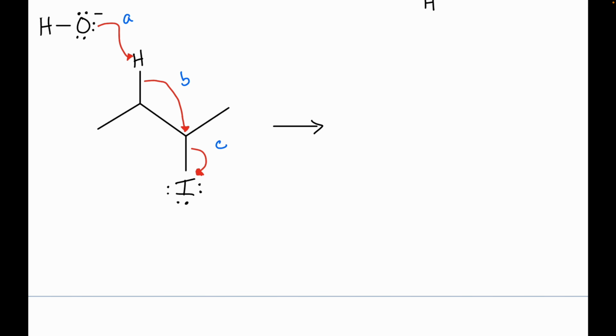Which one's my bond breaking arrow? A, B, or C? C. So this one will be breaking that carbon-iodine bond. Which one's my bond formation arrow? A, B? A. This one's my formation arrow.